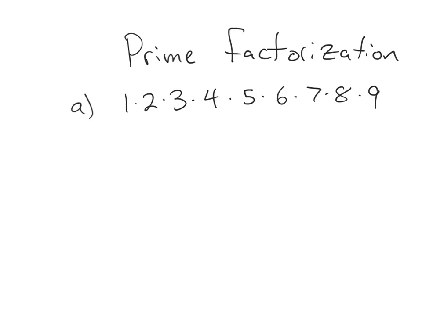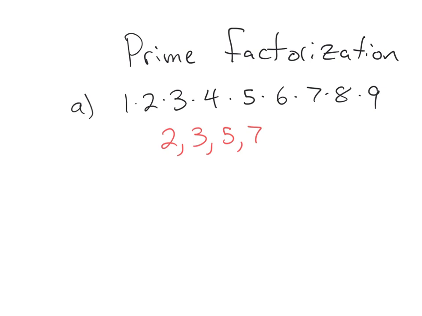Okay, so we're looking to find the prime factorization of this: 1 times 2 times 3 all the way to 9. First, let's write out the prime numbers, a few of them: 2, 3, 5, 7, and that's as far as we need to go because the next one's 11 and it's bigger than what we have here.